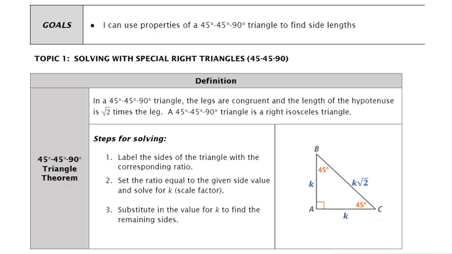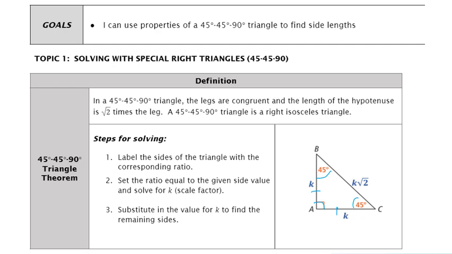So a 45, 45, 90 triangle is named after the angles of a certain right triangle. So we have a right angle, and then the two acute angles are both 45 degrees. This actually makes a right isosceles triangle. So the two legs are going to be the same length, and the two acute angles are both 45 degrees.